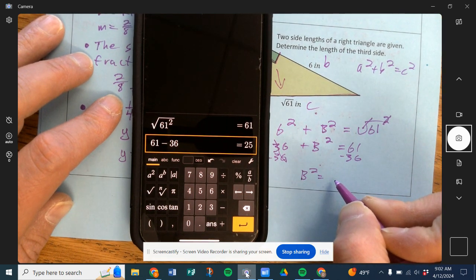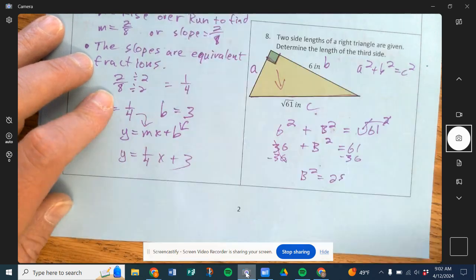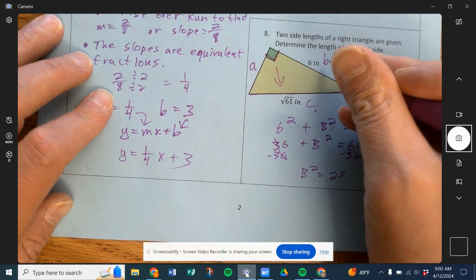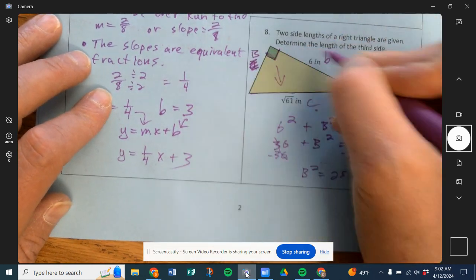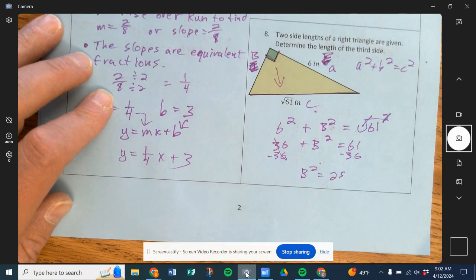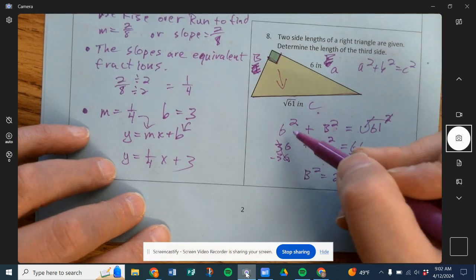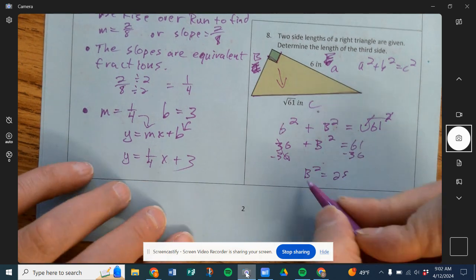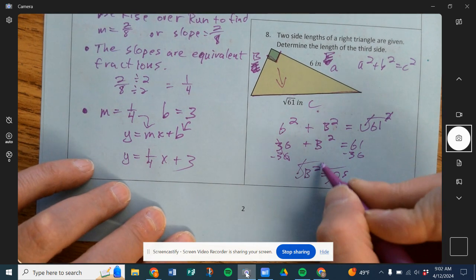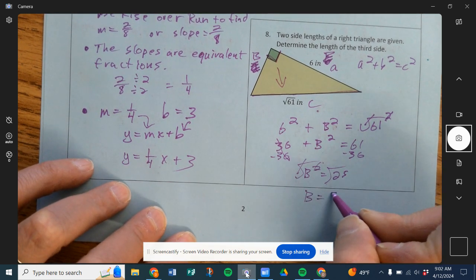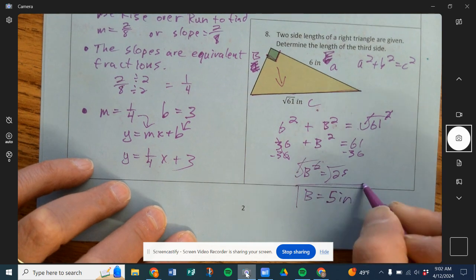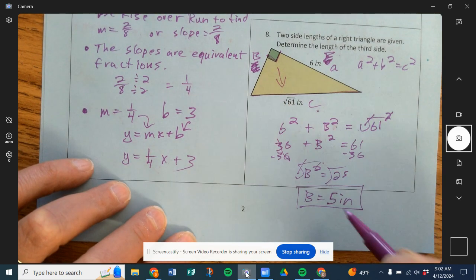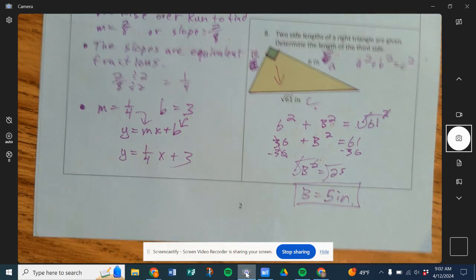Interesting. What did I do here? I called this B but I should have actually done B there and A. My bad. Because I did A, so that's 6 squared is A. So, sorry. We're going to square it here, and I get a B value of 5 inches for that side right there. There you go.